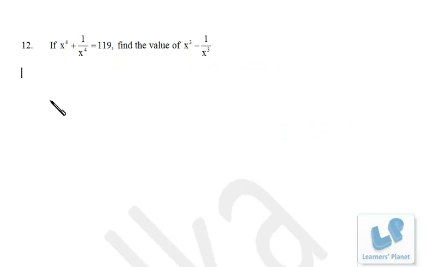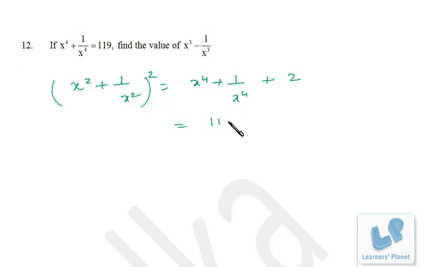Let's discuss this problem. Here x⁴ plus 1 upon x⁴ is given, and we have to find out x³ minus 1 upon x³. Now we discuss (x² plus 1 upon x²) whole square, right? That will be x⁴ plus 1 upon x⁴ plus 2. Now x⁴ plus 1 upon x⁴ is 119, and this is plus 2, so it's 121. Now x² plus 1 upon x² will be the square root of 121, which is plus and minus 11. But we cannot take minus 11 since x² and 1 upon x², both of them are positive terms, so the answer will not be negative.